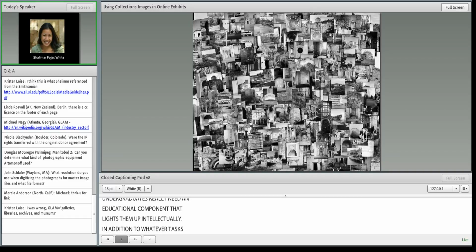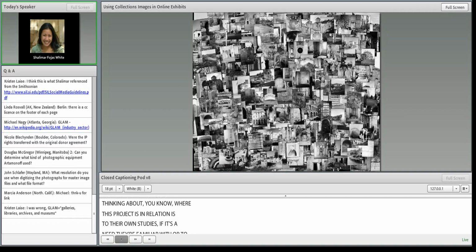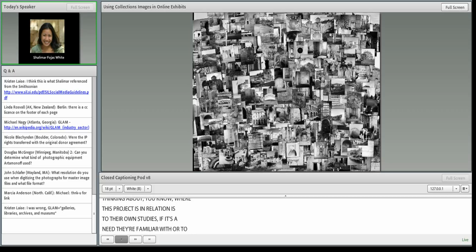And part of that is also we're lucky in that we have a Byzantine scholar on hand. As part of that internship agreement, we're able to give a pretty comprehensive bibliography before the project even starts, to get the student to start thinking about where this project is in relation to their own studies, if it's a field that they're familiar with, or to introduce them to a field that they're not familiar with. And having that very substantive educational experience.